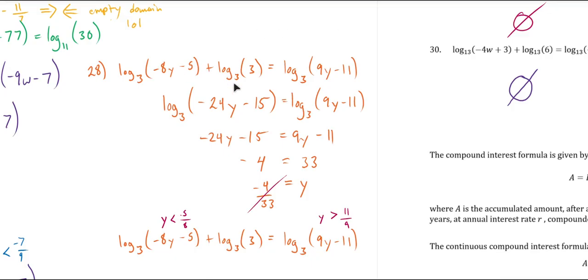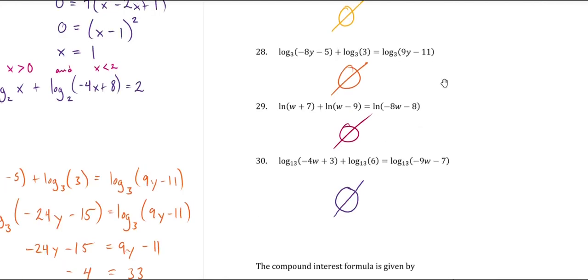A similar but more complicated thing is happening if we were to try to graph this. The bottom line is that we never could solve this equation because there isn't really a way to have these two logarithms, log of -8y minus 5 and log of 9y minus 11, show up on the same graph with a common domain. So an interesting problem there, and one that we could have thrown out if we were careful at the very beginning. Let's check if something like that happens with 29 and 30.